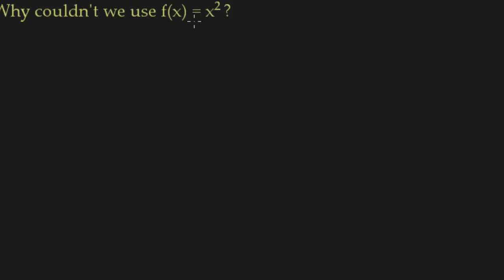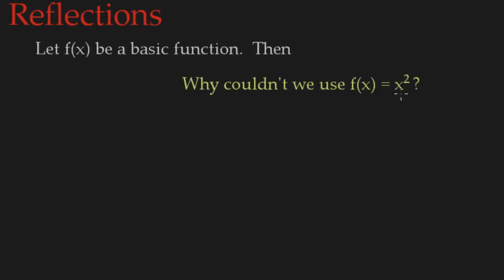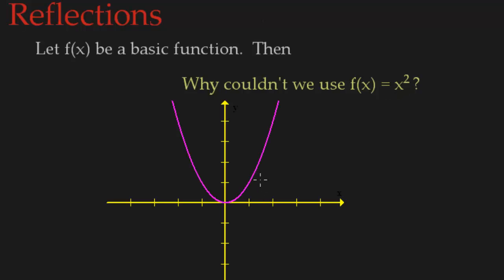So before we end on reflections, why couldn't we use f of x equals x squared? Well, take the graph of x squared and reflect it over the y-axis. That means this point here at (1, 1) goes over here to (negative 1, 1). The point (2, 4) goes over here to (negative 2, 4). And then any point that was over on this side of the graph would end up having to go back to this side.